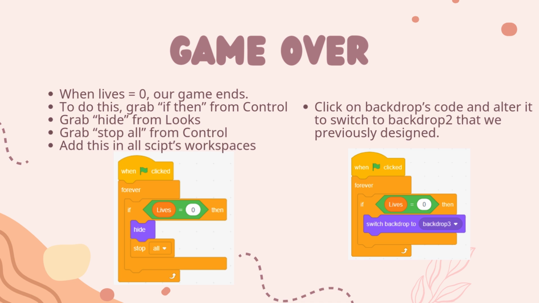When our game is over, we want all our sprites to disappear. To make this happen, we grab hide from looks and stop all from control such that we have an if-then loop with an if statement checking if our game is over, i.e. lives equals 0, and add our hide and stop all blocks in it.